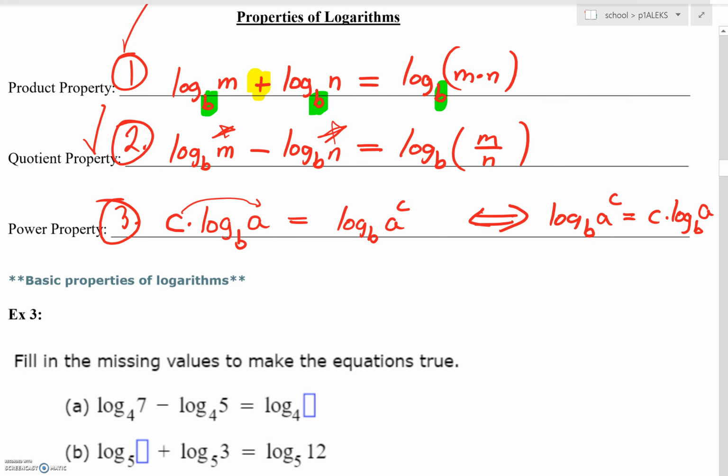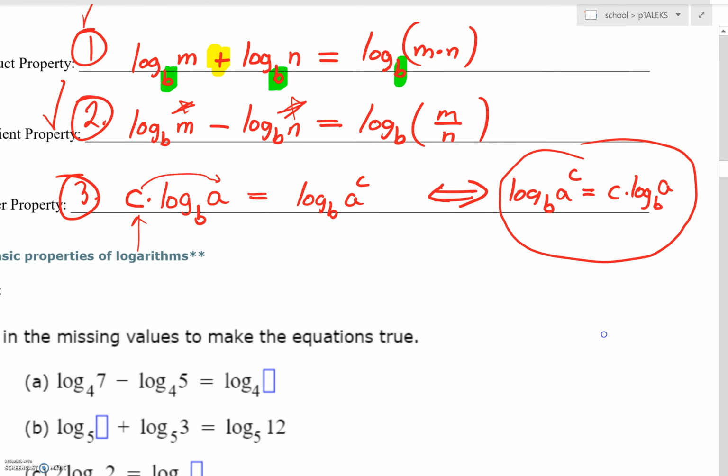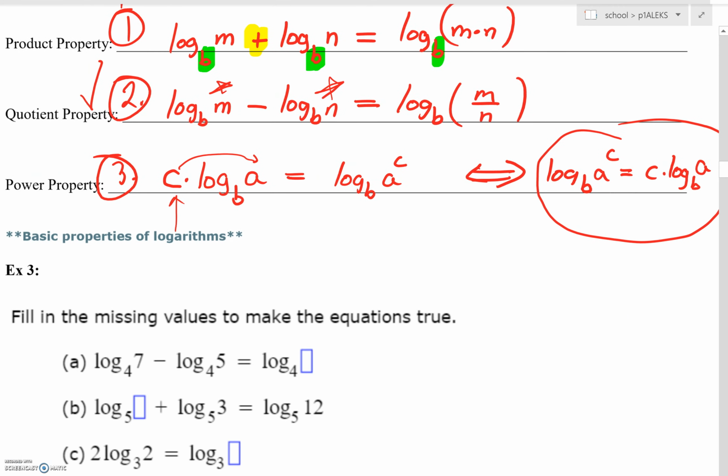And then if you ever have something out in front of a log, a coefficient, you can bump it up, you can raise it up high as a power. And of course, you can see as I went over here, you could also go in reverse. You could write the right side on the left and the left side on the right. It's the same basic concept. But here are some problems that you can more or less take a look at.